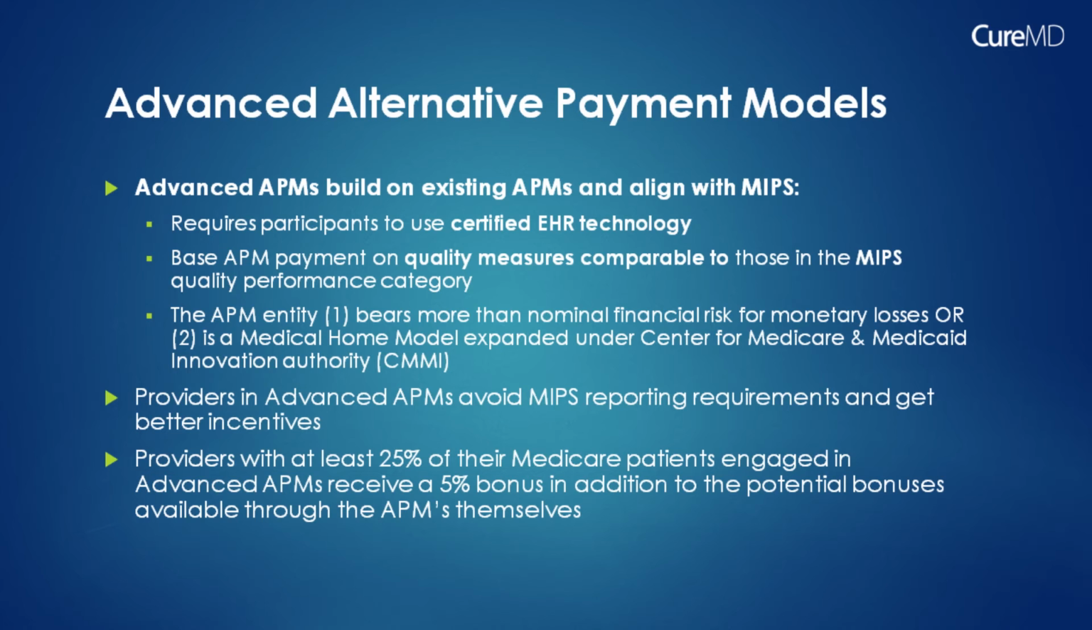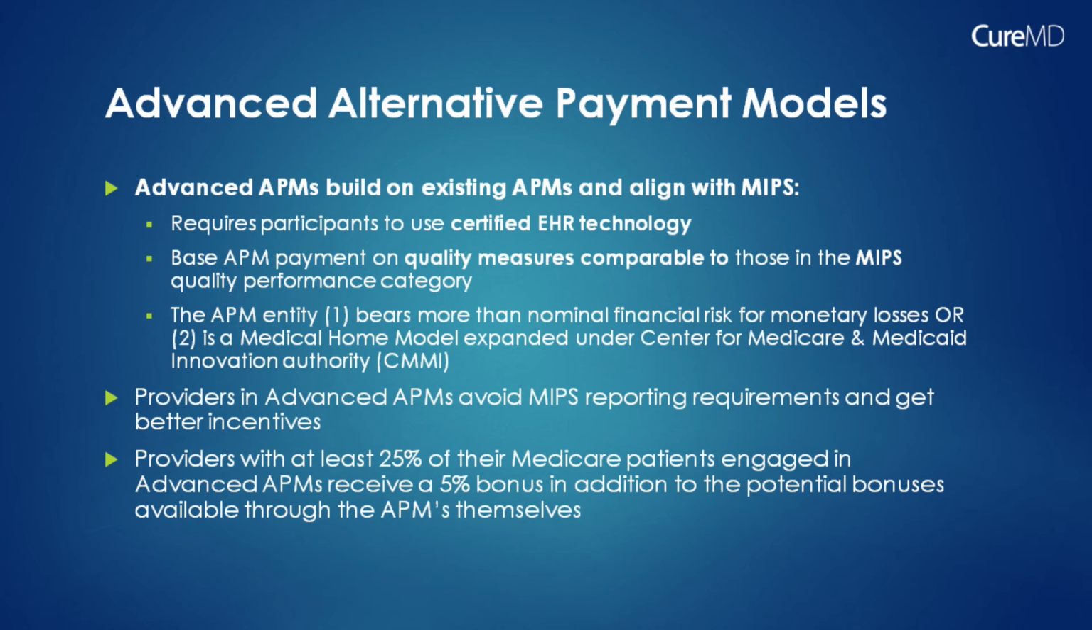So what's the advantage of being an advanced APM over being in MIPS, right? So you avoid the MIPS reporting requirements. You avoid getting those individual scores. You avoid having to submit that data individually. And in most cases, it's actually an avoidance of duplicate reporting, because you would not be doing that reporting on your own as an individual, but the APM entity, and usually alternative care models involve more than one practice. So the entity that's managing the entire ACO, for example, they would be the ones who are doing the reporting.